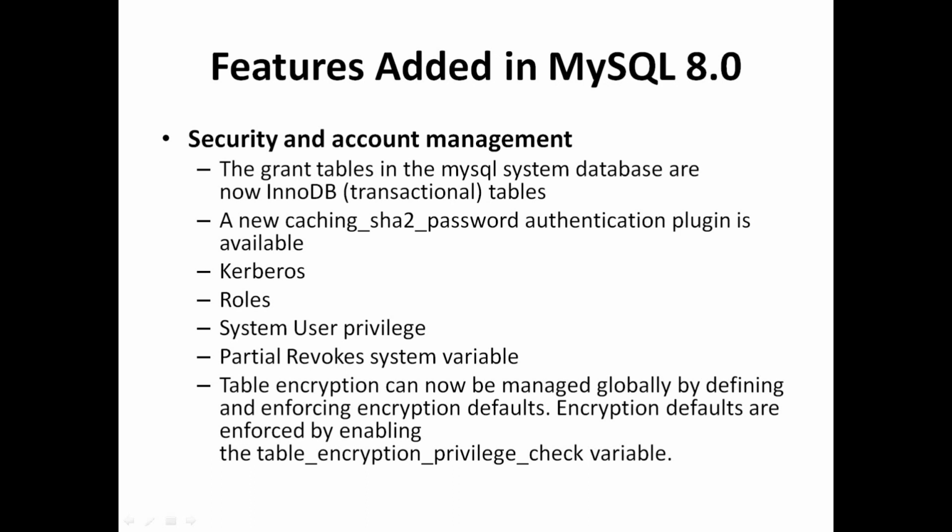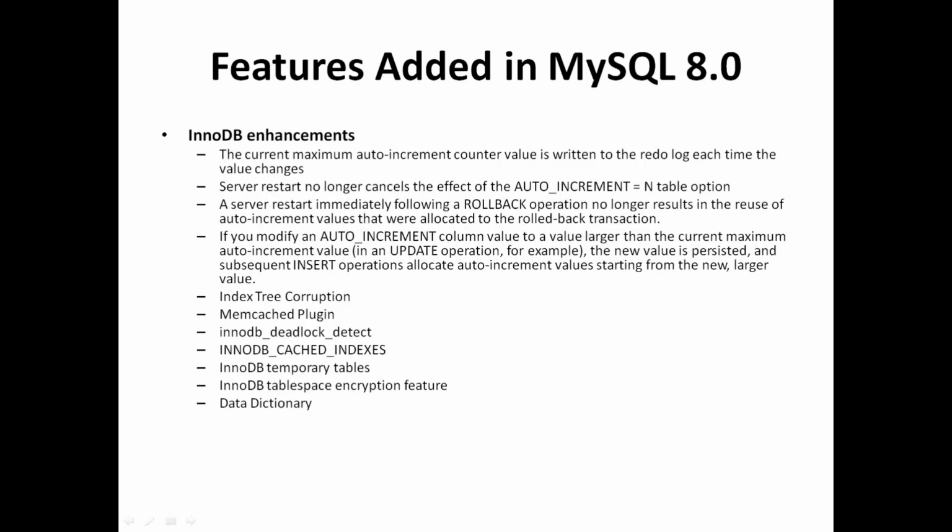With regards to table encryption, table encryption can now be managed globally by defining and enforcing encryption defaults. The default_table_encryption variable defines an encryption default for newly created schemas and general tablespaces. Encryption defaults are enforced by enabling the table_encryption_privilege_check variable. These are some of the features added with regards to InnoDB. The current maximum auto increment counter value is written to the redo log each time the value changes and saved to an engine private system table on each checkpoint.